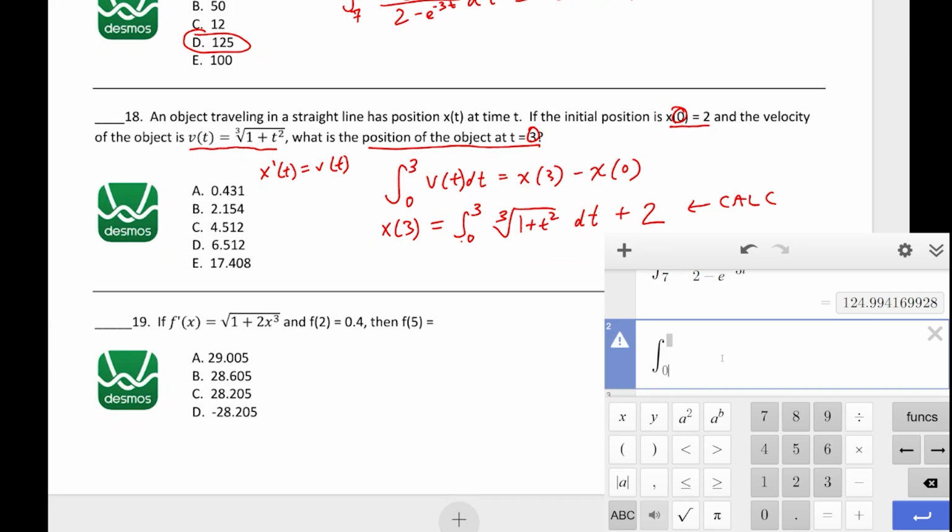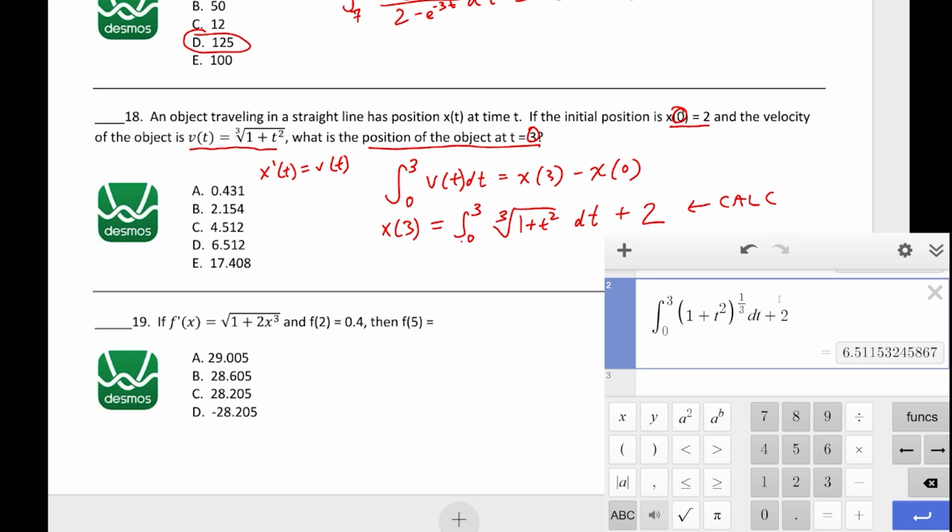So the integral from 0 to 3 of the cube root. Probably the easiest way to type this without finding it buried in the function menu is just to write 1 plus t squared and then raise that to the 1/3 power, which is the same thing as cube rooting it. That's essentially what cube rooting actually means. So dt plus 2 is going to give me 6.511, which they are going to round up to 6.512. Our answer is D.